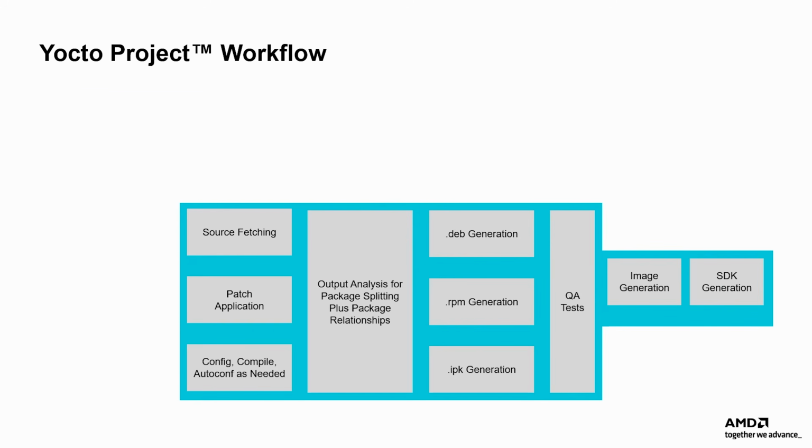This is a high-level overview of the Yocto project workflow, including Bitbake, the main engine. Bitbake is a highly efficient task execution system that automates the process of creating a working Linux OS.